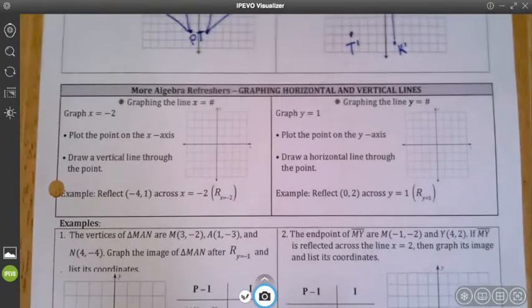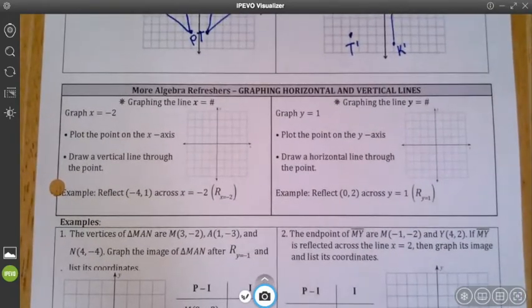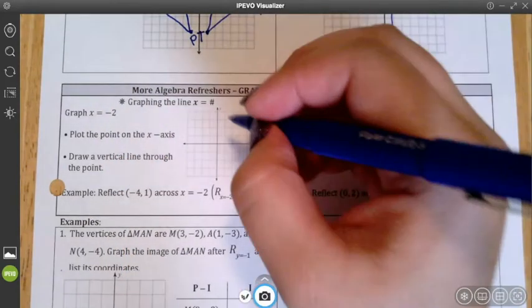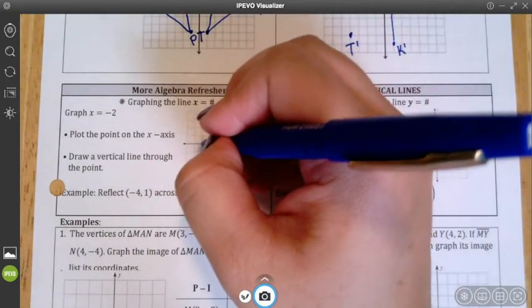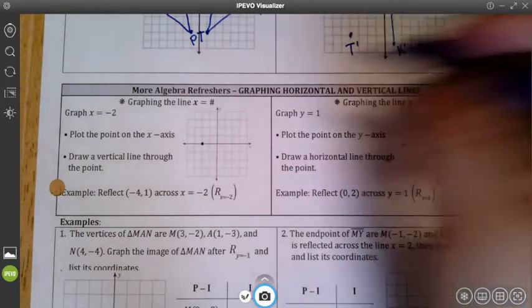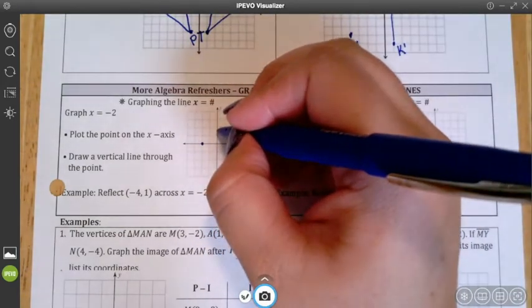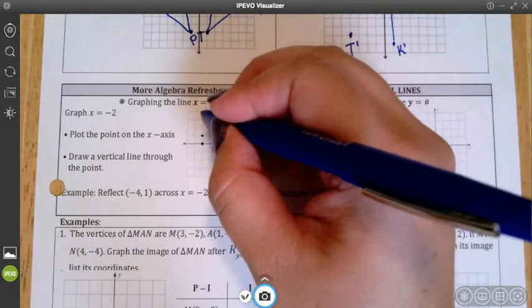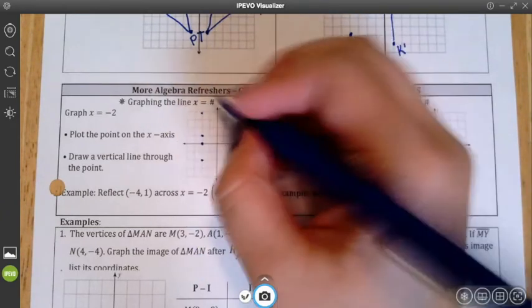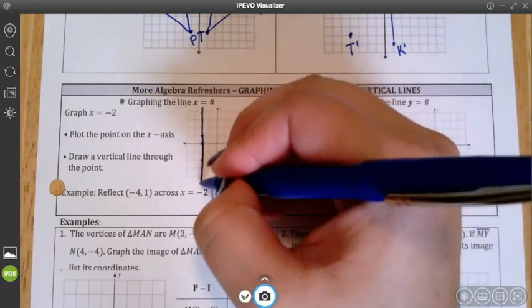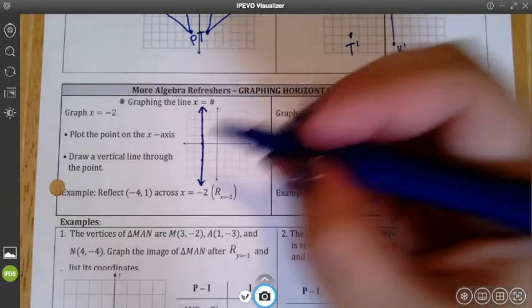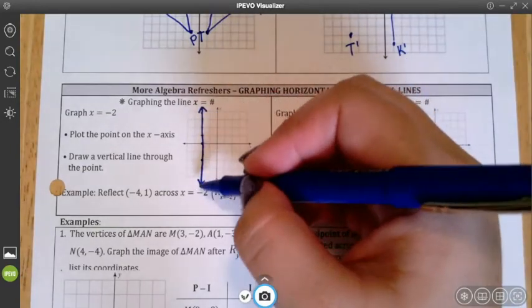Okay, let's look at graphing horizontal and vertical lines. If we graph the line x equals -2, we want to say, where is x -2? Here is one place that x is -2, but I could pick the point (-2, 1), or (-2, 4), or (-2, -2), right? All of these points have an x value of -2, and so we have a vertical line at -2.